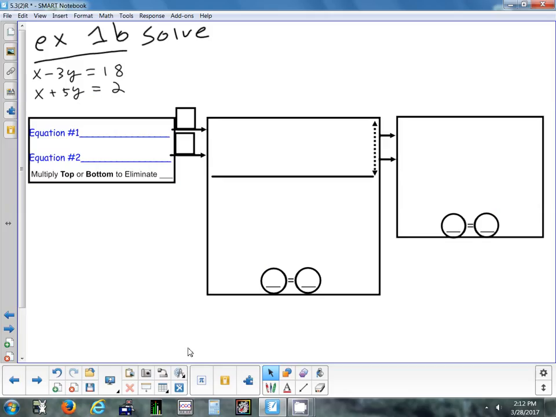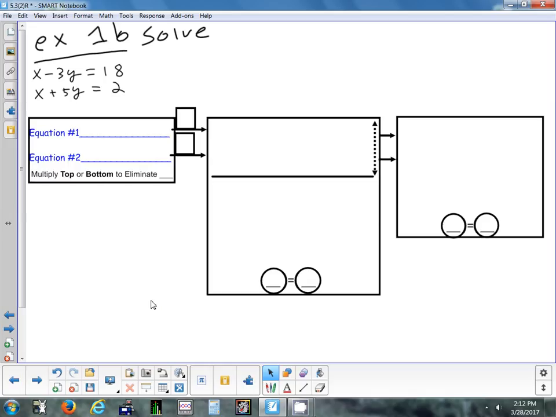Aiden, first step. You have to figure out what case it is, but before that, step 1. Make sure they're lined up. Are they lined up? Yes. What does lined up mean? X is in one row, y is in one row.